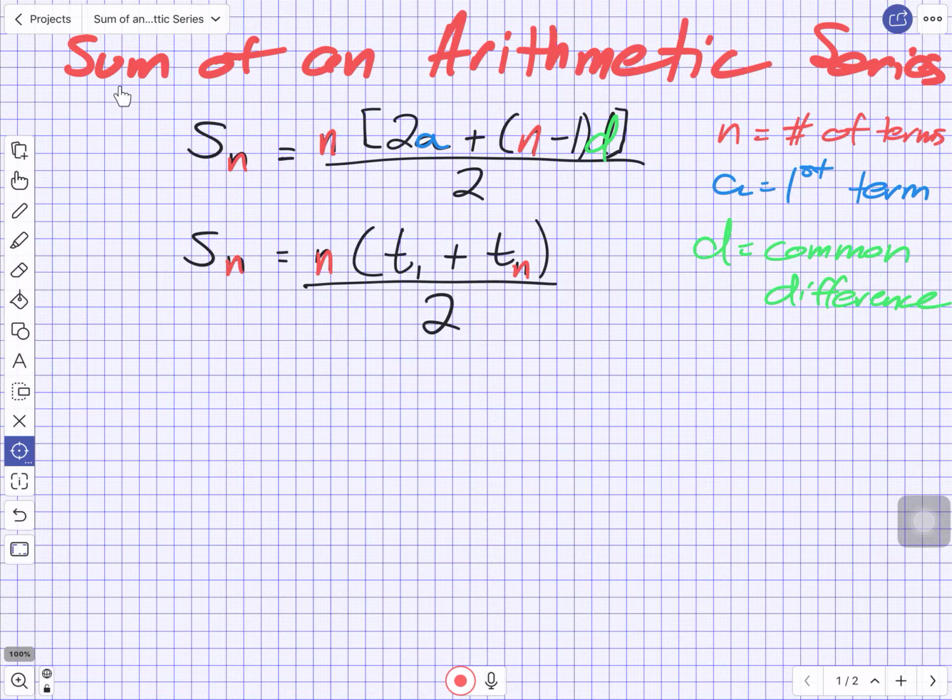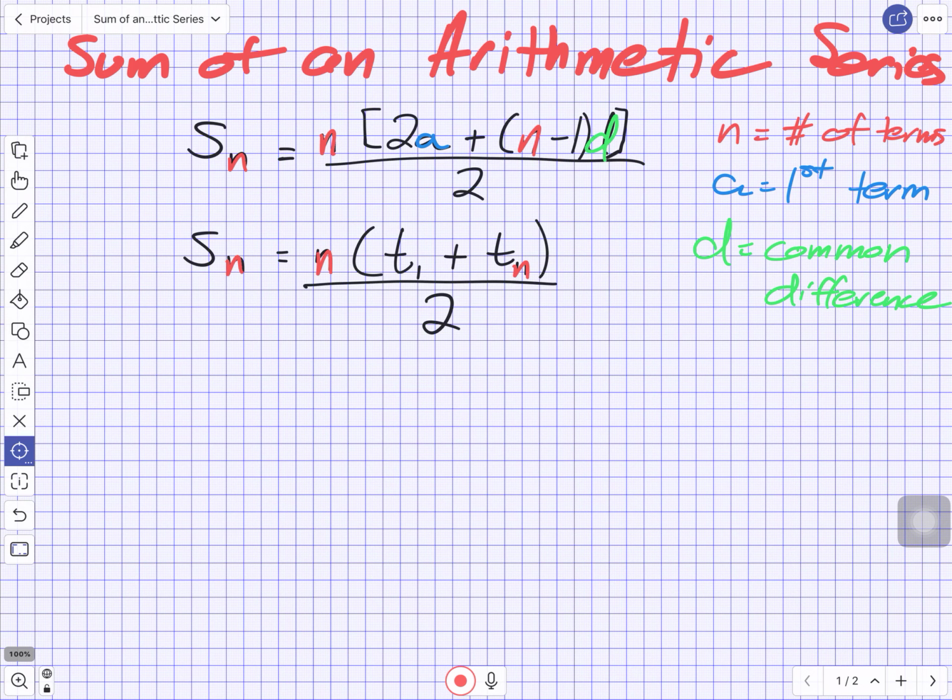Okay, the sum of an arithmetic series. I always call it arithmetic because it has to do with adding either positive or negative values. So you can call it adding or subtracting, but really you're adding a positive or you're adding a negative value. But anyways, an arithmetic series.